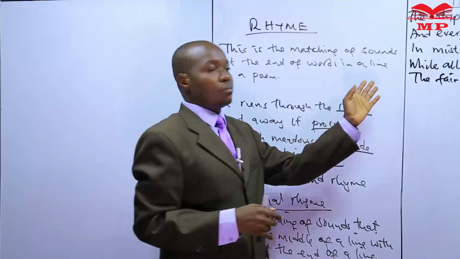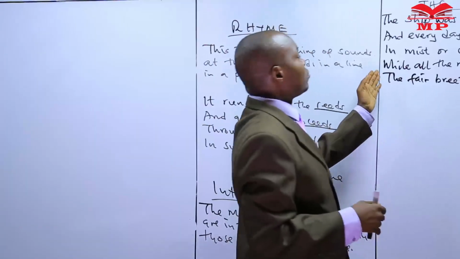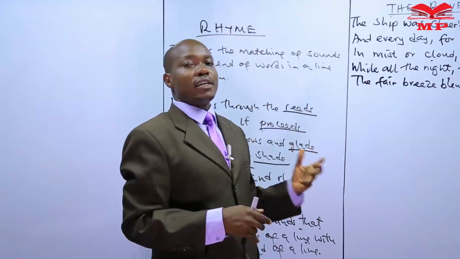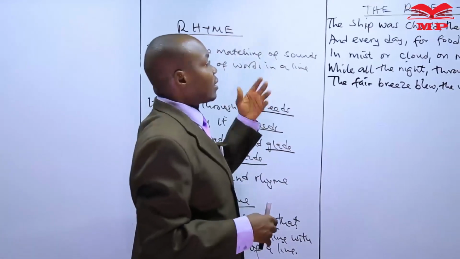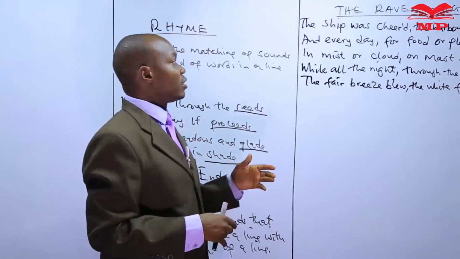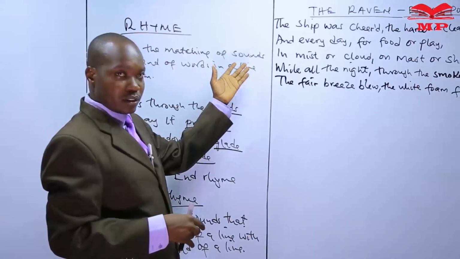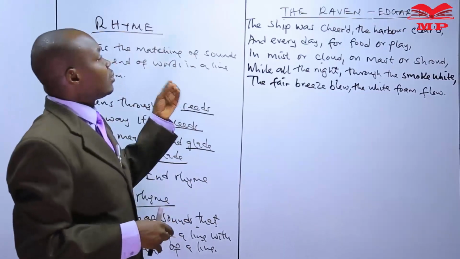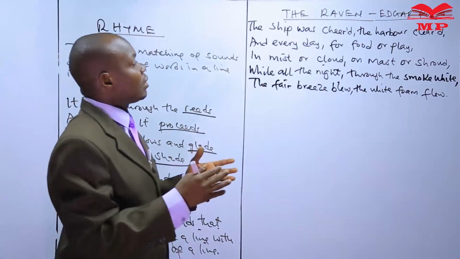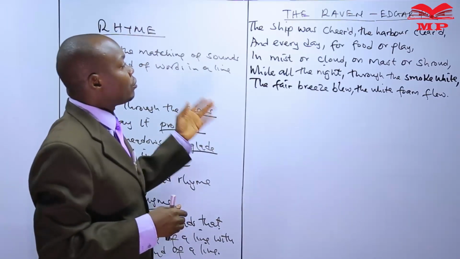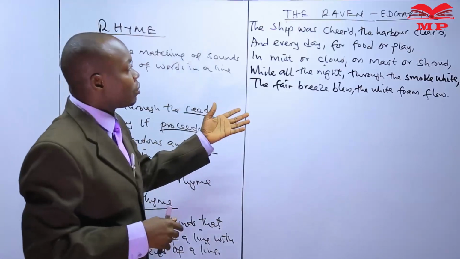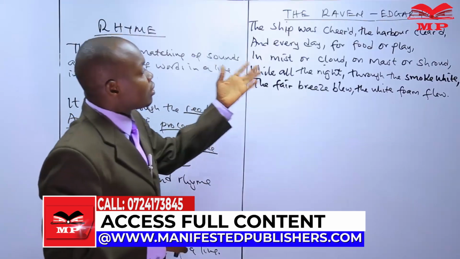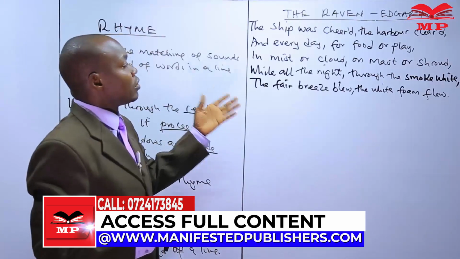And here is a poem. Here is a poem entitled The Raven by Edgar Poe. I said in the previous lesson that the writer of a poem is called a poet. So in this case, Edgar Poe is the poet, the writer of this poem, The Raven. So the poem says, the ship was cheered, the harbor cleared, and every day for food or play, in mist or cloud, or mast or shroud, while all the night through the smoke white, the fair breeze blew, the white foam flew.